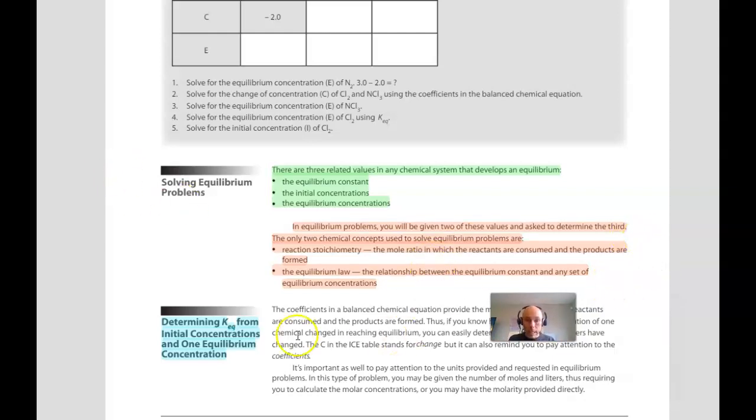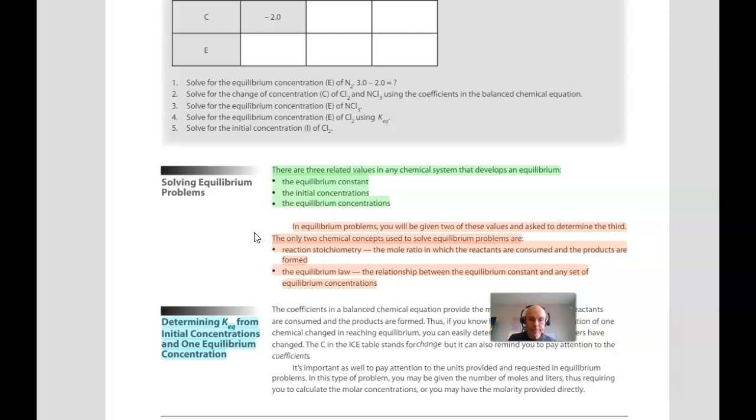So ultimately, in these problems, we will either be given the equilibrium constant and the initial concentrations, and we'll be asked to find the equilibrium concentrations. Or we'll be given initial and equilibrium concentrations, and we can find the equilibrium constant. Or we could be given the equilibrium constant and the equilibrium concentrations, then we want to find the initial. So typically we'll be given 2 of the 3 variables that are highlighted in green, and we solve for the third.